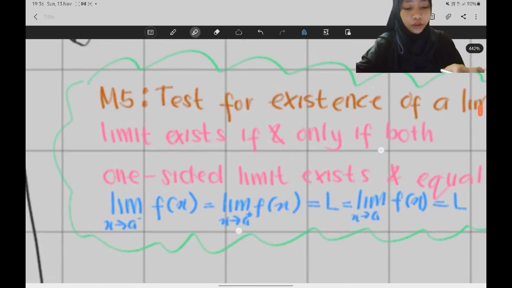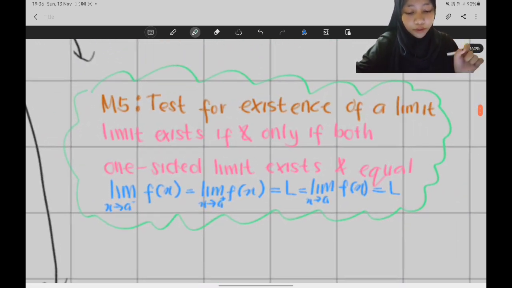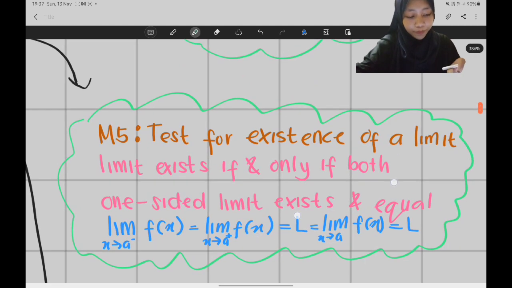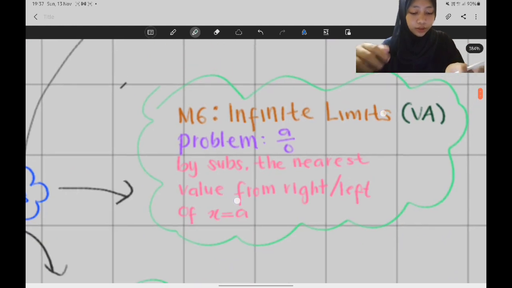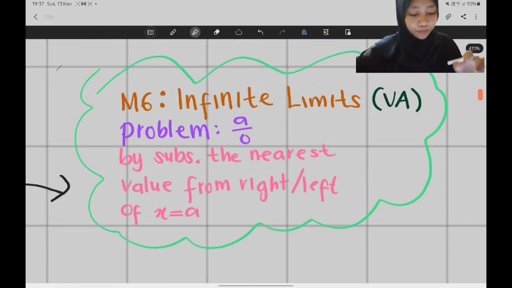And then for the test for existence of a limit, we will use method 5. The limit exists if and only if both one-sided limits exist and are equal. So if the one-sided limits at left and right are equal, then the limit exists. So it is the opposite of the one-sided limit.